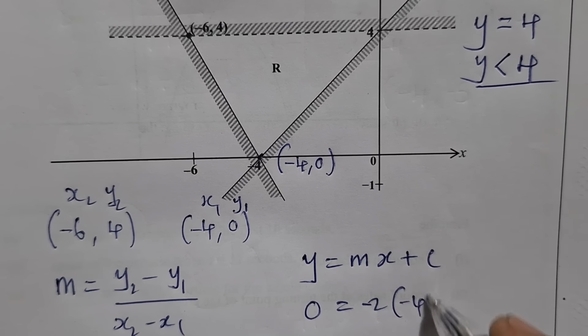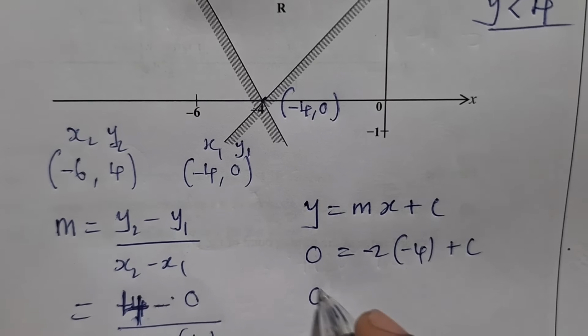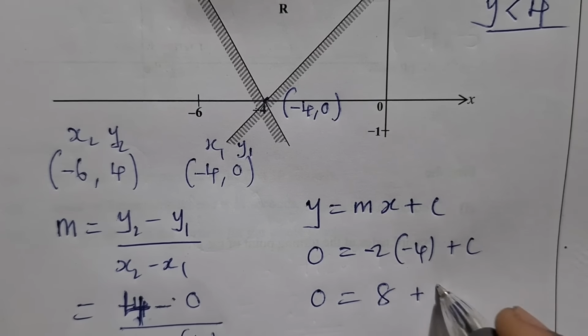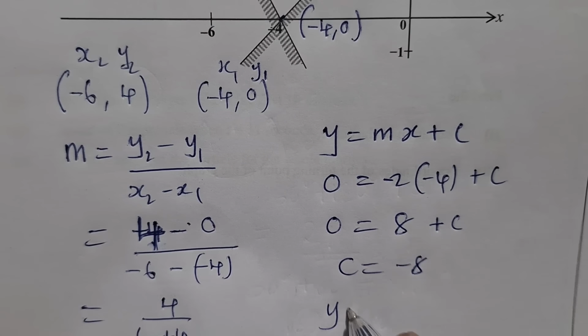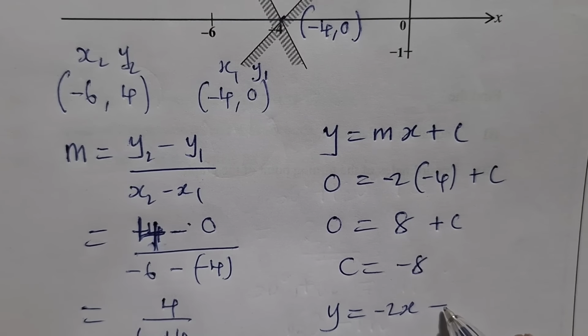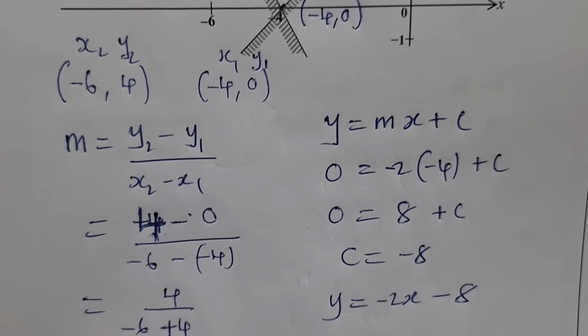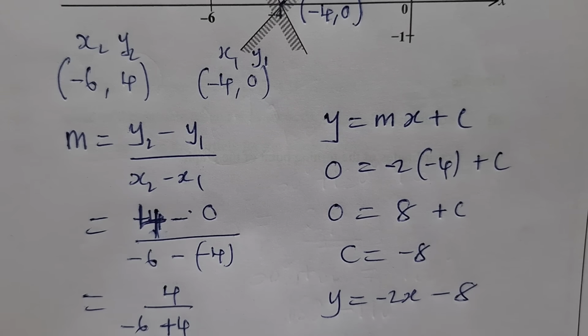The x is negative 4 plus c. 0 is equal to 8 plus c. So c is equal to negative 8. So we can say y is equal to negative 2x minus 8. Okay, this is the equation.